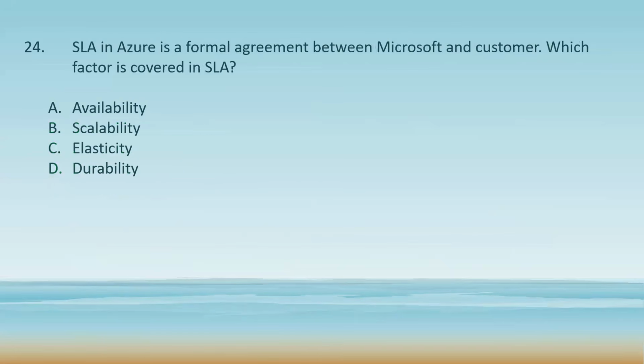Moving on to question number 24. SLA in Azure is a formal agreement between Microsoft and the customer. Which factor is covered in the SLA? Your options are availability, scalability, elasticity, and durability.